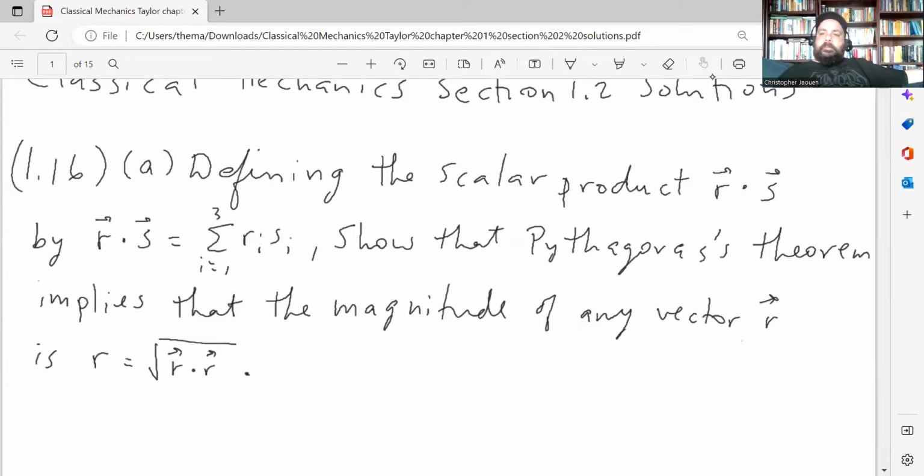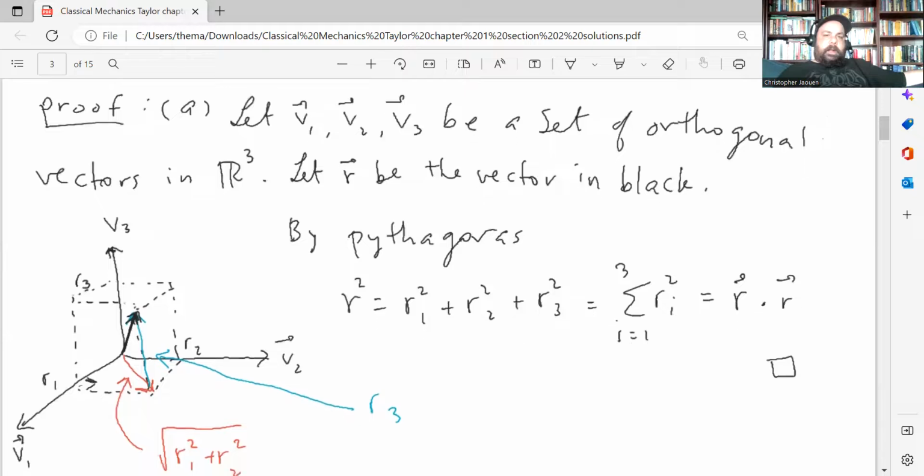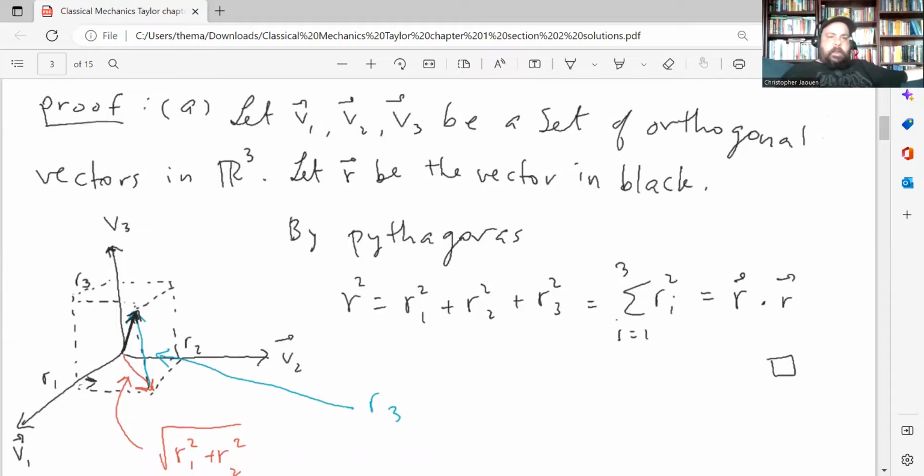Just move this over here so it's a little bit out of the way. Okay, so 116, there's two parts. Part A says defining the scalar product r dot s by r dot s equals, the usual formula. Show that Pythagoras' theorem implies that the magnitude of any vector is given by the square root of r dot r. And then there's a part B, but let me skip part B for a second, and I'll show you the proof of part A, or my proof of part A.